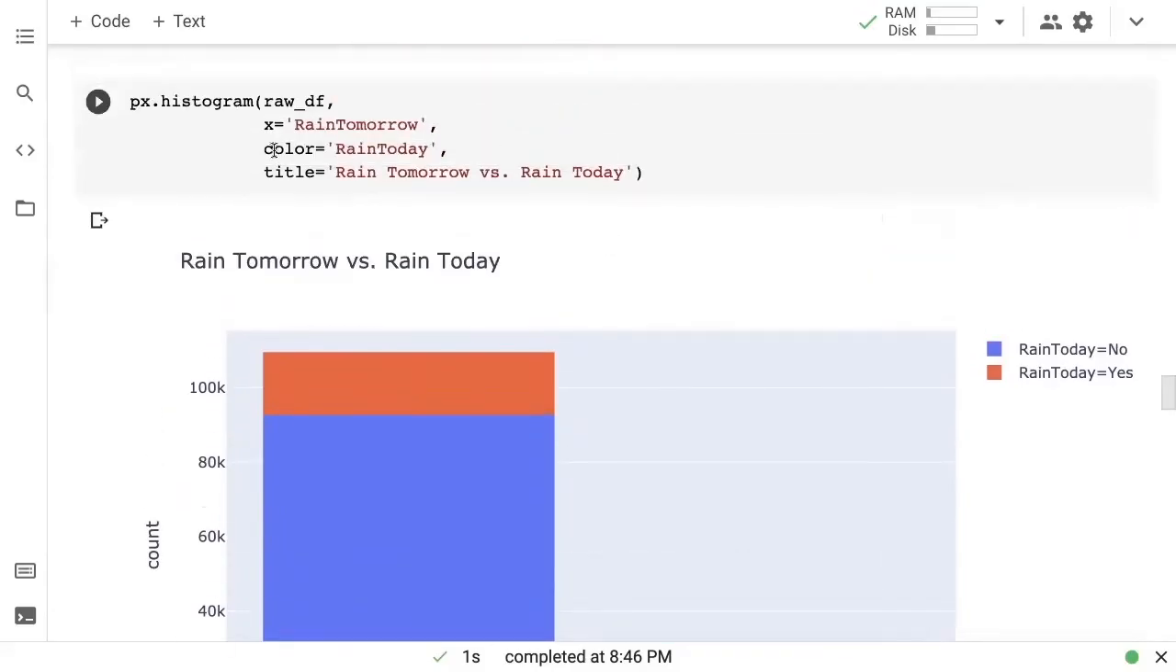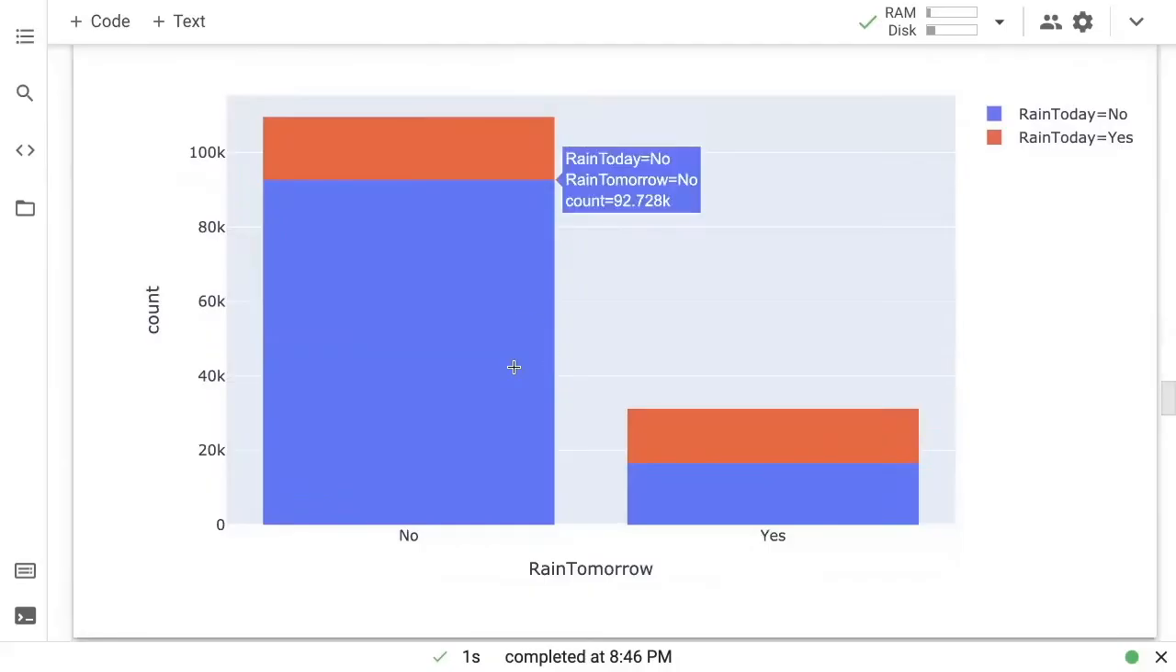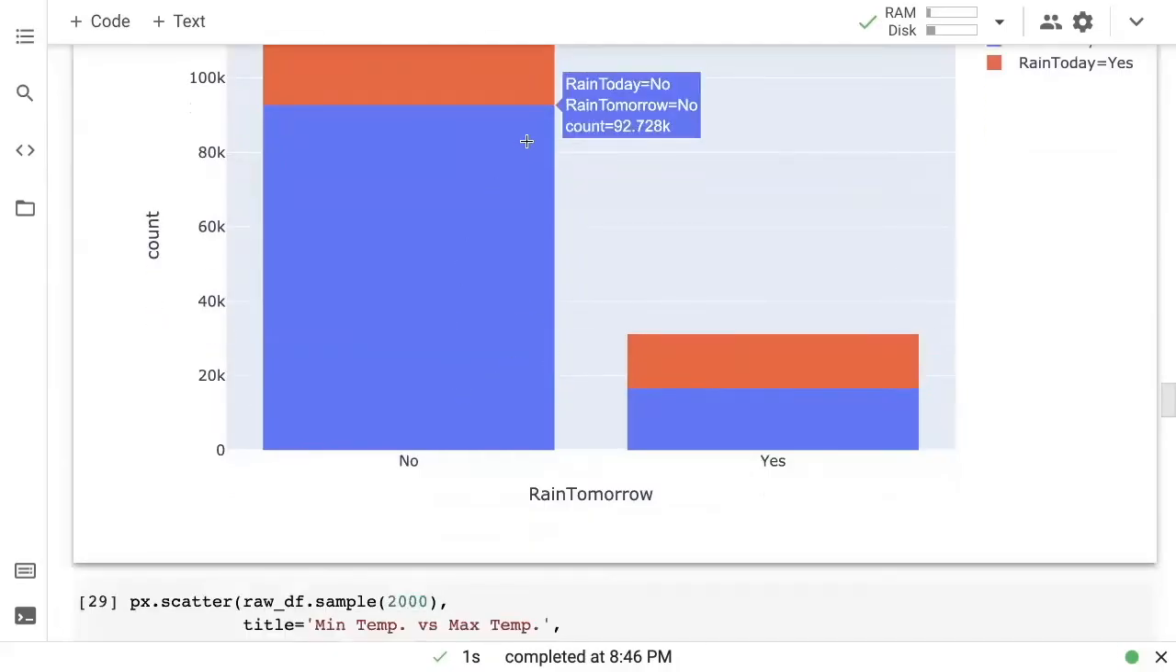One other thing we have done here is we have chosen rain today as the color. So what does that tell us? This tells us that there were 92,000 instances where rain today was no and rain tomorrow was also no.